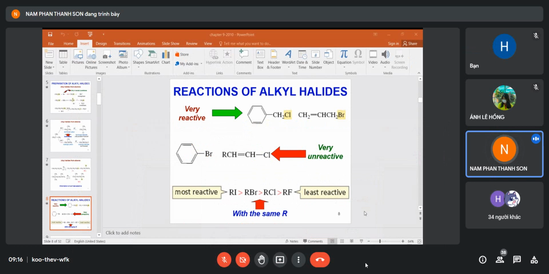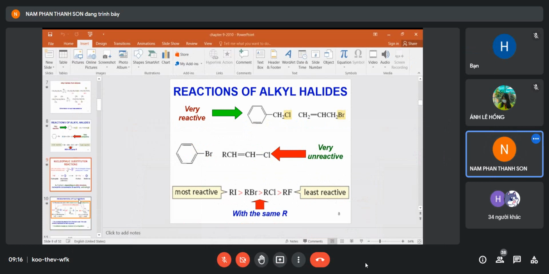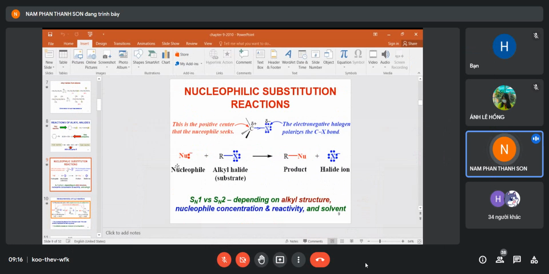So what is the typical reaction of alkyl halide? The typical reaction of alkyl halide is the nucleophilic substitution reaction, as I explained the meaning of the reaction to you in chapter 3.